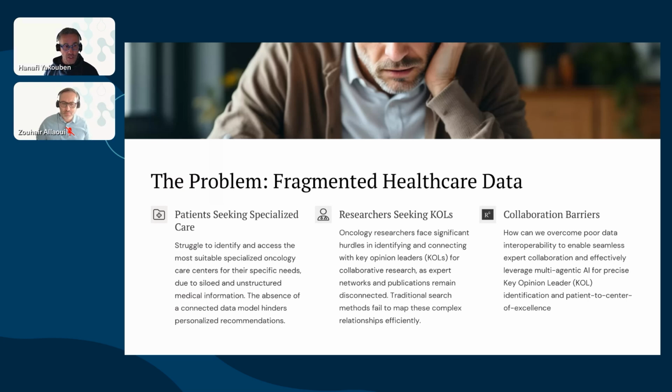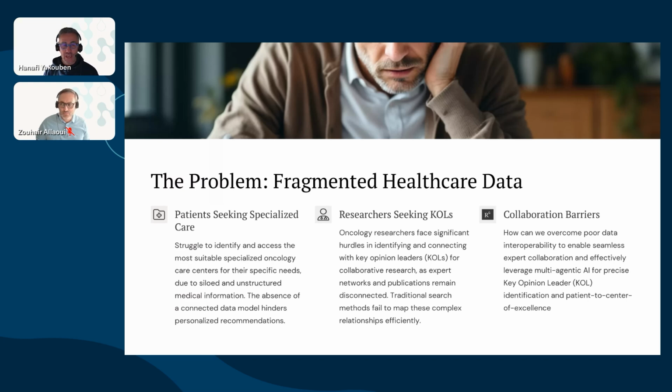And the second issue is researchers who are seeking key opinion leaders. They are seeking them to accelerate development of a protocol for a new clinical trial or a real-world evidence data trial, and to connect these experts to discuss, for a better experience and a better outcome, to develop a new medicine for that disease. And the third issue is how we are going to get all these entities collaborating.